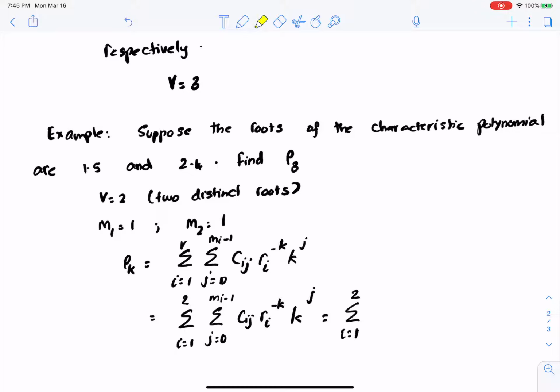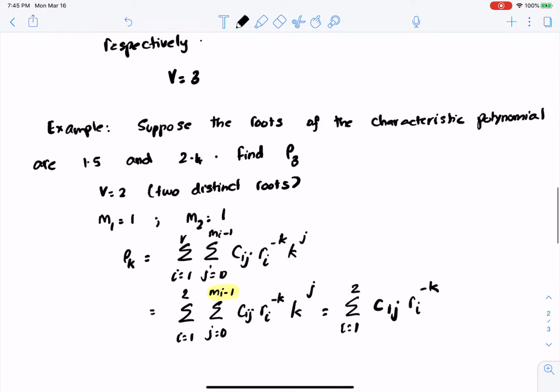And here, no matter what value of i we plug in, 1 minus 1 would be 0, so the sum would start at 0, end at 0, so there is no sum at all. In the sense, j here would simply be 0, and k raised 0 is actually 1. So this would reduce to C_ij R_i raised negative k.